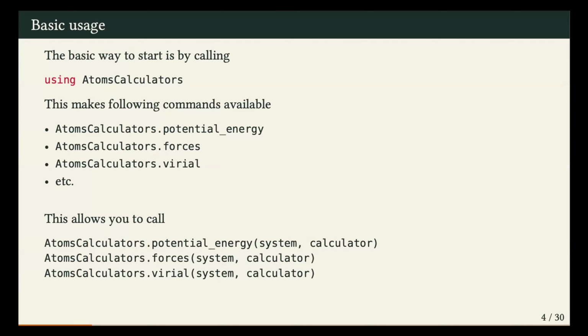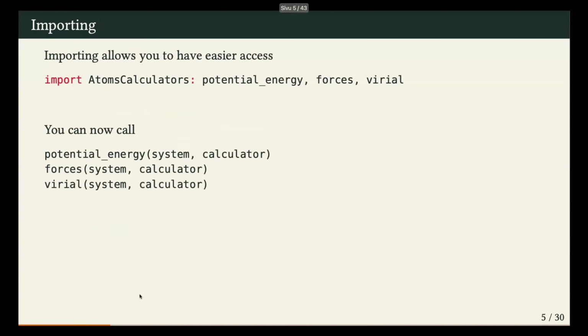So you just start out with using AtomsCalculators, and then you have those commands available. The main principle here is that none of the commands have been exported, so you cannot directly call them at all. That means you have to call it the way it's shown down here. That's pretty cumbersome, so you can do this one instead. This is very close to what you do with ASE, so I presume it's something you have gotten used to.